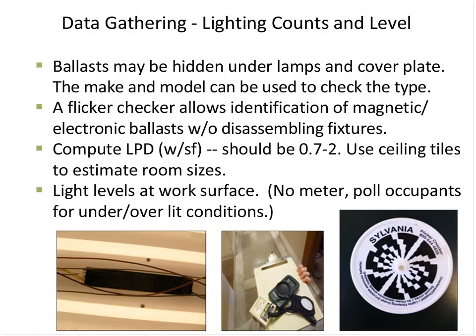So you need to make a note of the ballast. You need to know whether or not you've got magnetic ballast. Rather than taking the lamp apart to look at it, you can use something called a flicker checker. And it's just like a little top. There's a picture of it down on the bottom right. And you go in there and you spin that.